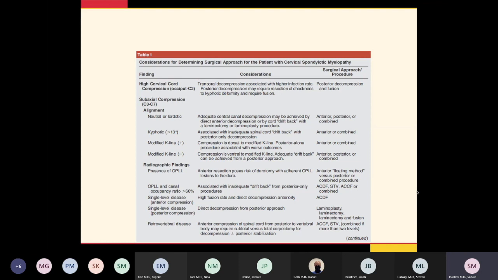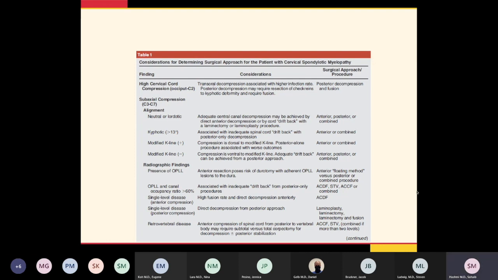which would be unaddressed. There's a modified K-line that came out of a Korean spine group, which looks at the level of kyphosis, whether it's positive or negative. Positive meaning that the compression is dorsal to that K-line, whereas negative meaning the compression is all ventral to the K-line, which is drawn on a T2 sagittal image from C2 midpoint of the spinal canal to C7 midpoint.